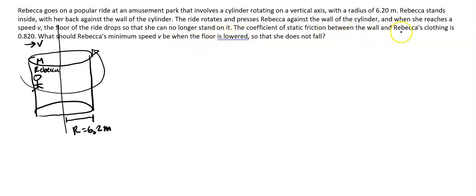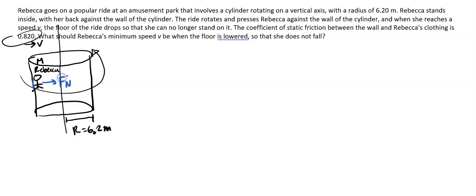The coefficient of static friction between the wall and Rebecca's clothing is 0.82. What should Rebecca's minimum speed V be when the floor is lowered but she does not fall? Interesting. To start, let's draw our free body diagram. We have the wall pushing in on Rebecca. That is going to be the normal force.